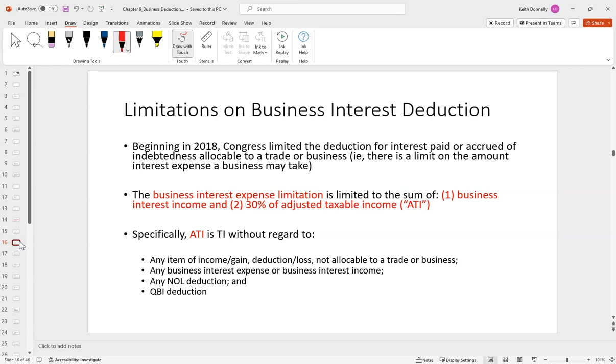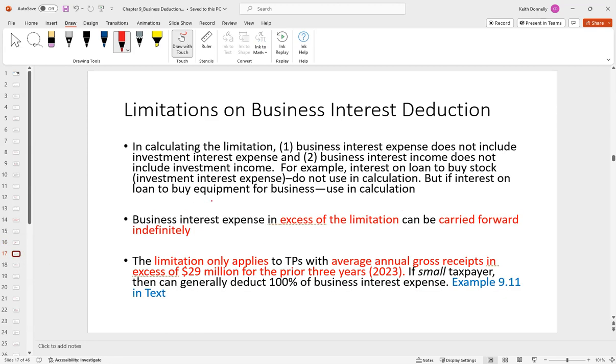Now, do be aware that in TCJA, so we're talking about limitations on deductions, they capped the amount of business interest expense. So we're talking about expenses. One type of expense is interest expense. Once upon a time you could deduct all of your interest expense. Now there's a limitation on it. It's going to be 30% of your adjusted taxable income. It's kind of like EBITDA, your earnings before interest, taxes, things like that.